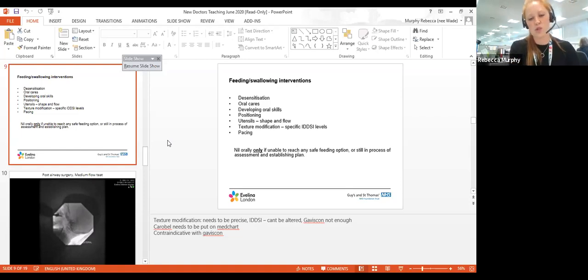And then pacing is also used, where we feed the baby and then give them a pause of a couple of seconds and then feed them again, just to slow down their pace and help protect their airway. We do sometimes put infants nil orally, but we would only do that if there was no other safe oral feeding option. It's not something we do a lot.